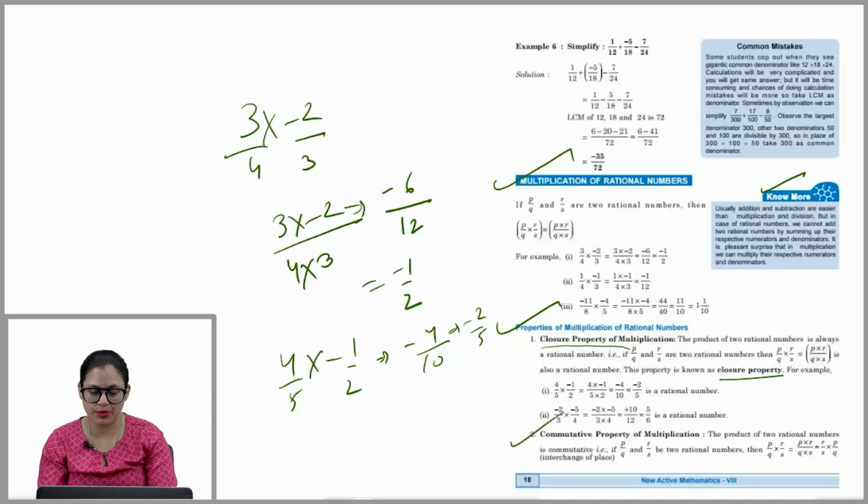Number 2 is commutative property of multiplication. The product of two rational numbers is commutative. That is, if p/q and r/s are two rational numbers, then p/q times r/s is equal to (p times r) upon (q times s), which is equal to r/s times p/q. That is, we can interchange the place, but the product remains the same.